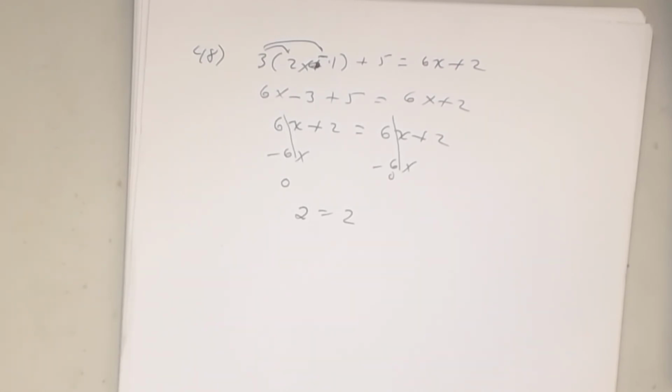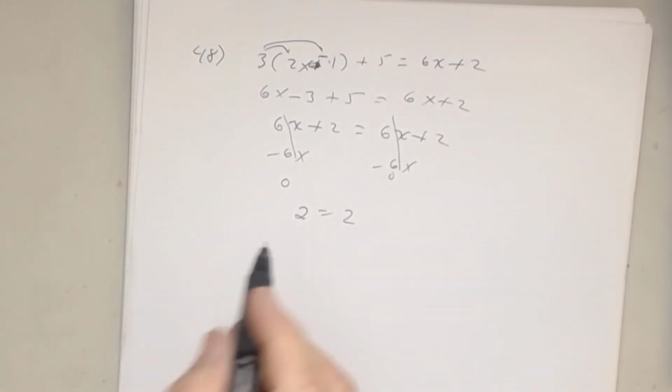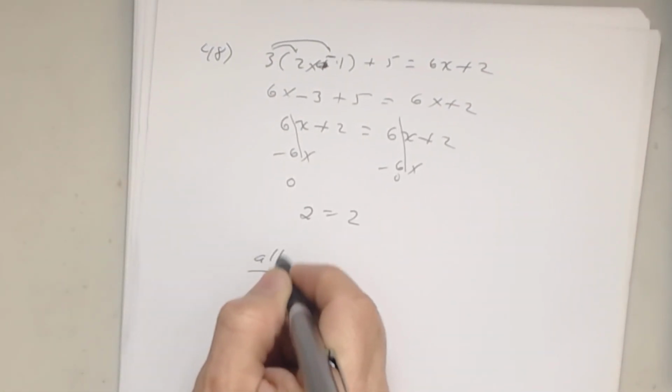So it's a true statement because it equals itself, 2 equals 2, even though there's no x or y. Right, that's a true statement. The previous one, 0 did not equal 2. That was a false statement. Whenever the variable disappears, and that's a true statement, what that means in terms of your solutions is that any number works, any real number. So in the blank, you're going to say all real numbers.